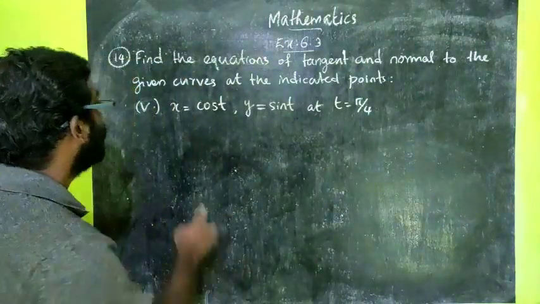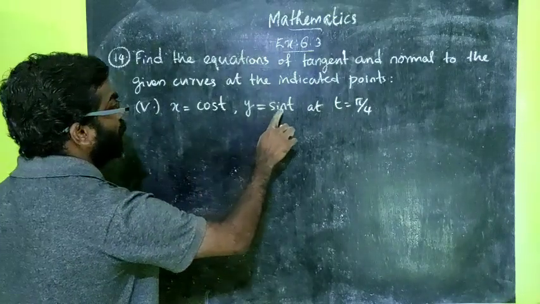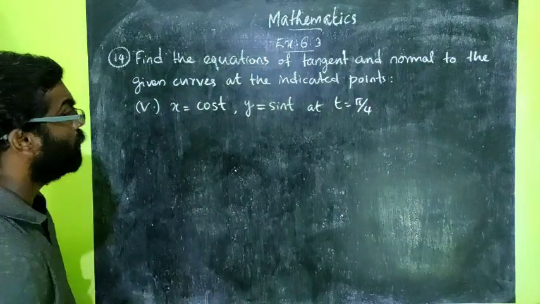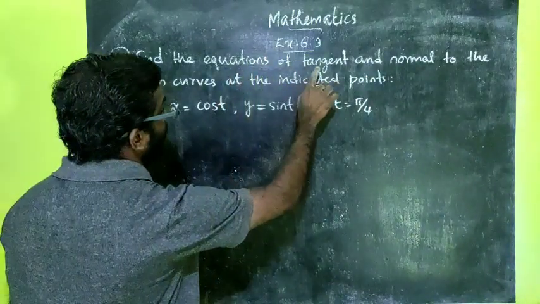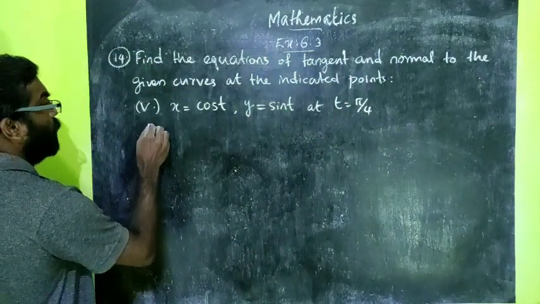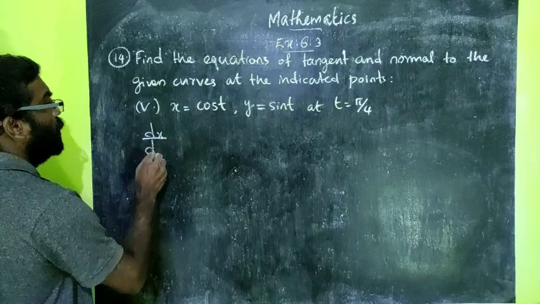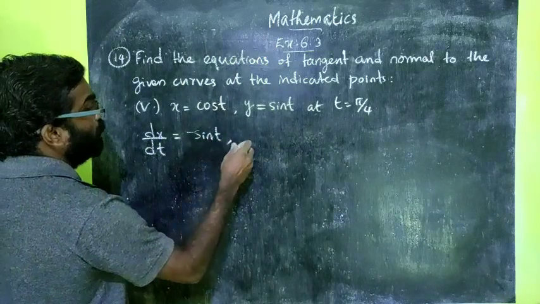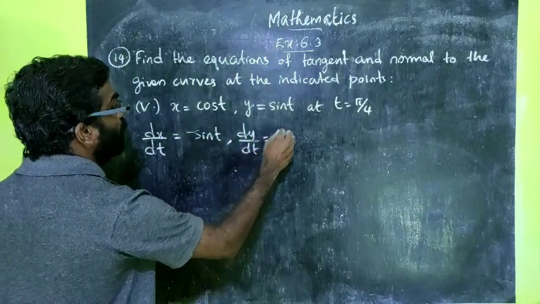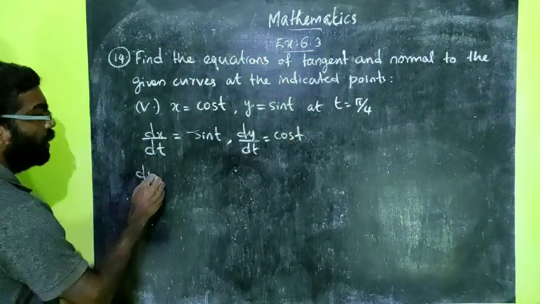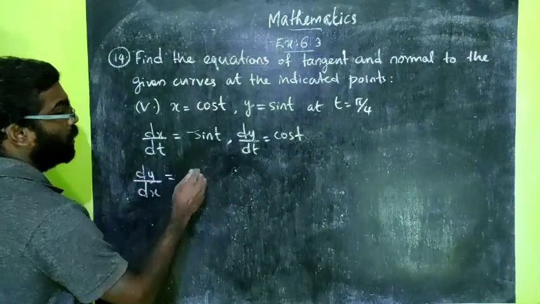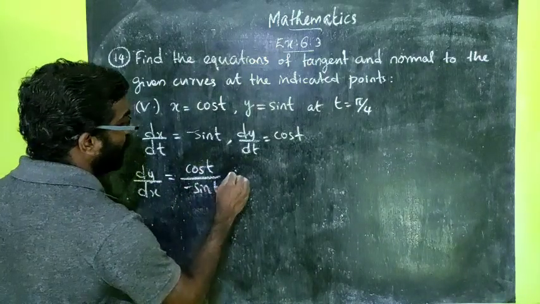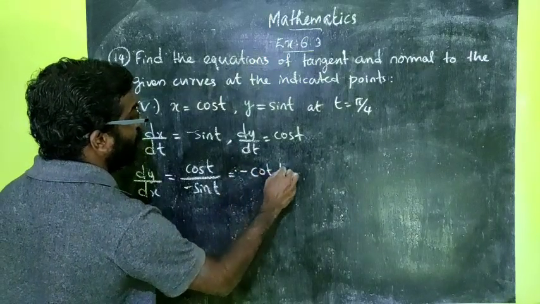Now we move on to sub question 5. Here x equal to cos t, y equal to sin t at t is equal to pi by 4. Okay. The question is given in parametric form. We have to find the equation of tangent and normal. So first of all, we can find dx by dt and dy by dt. Here it is, dx by dt is minus sin t, and dy by dt is what? Cos t. And dy by dx is equal to dy by dt divided by dx by dt. That is cos t by minus sin t, which is equal to minus cot t.